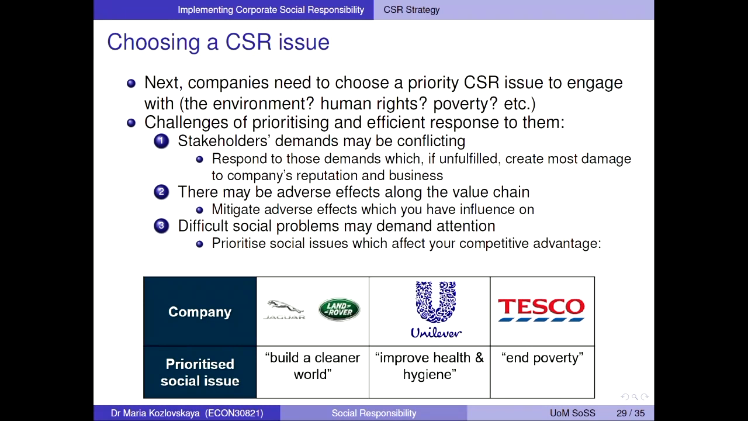For example, it's not surprising that Unilever chose improving health and hygiene as their prioritized issue, because they mostly sell kind of small disposable goods. So if everyone in the society, in the community, is slightly healthier and as a result slightly richer, they will buy more of Unilever products in the end. But also it's aligned with their competitive advantage in another way. It's something which Unilever have resources to achieve, because they produce health and hygiene products.